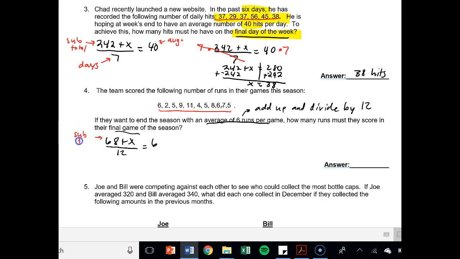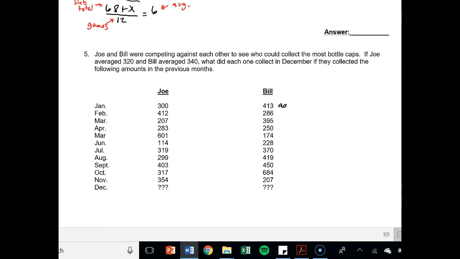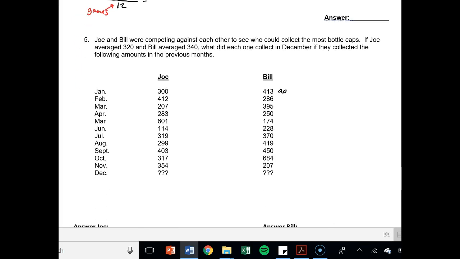I added all those numbers, the runs up. 12, that's the number of games they played, right? The 11 games that we see plus the final game of the season, and 6 is hopefully the desired average, okay? This is exactly like number 3, so I'm going to let you solve it like I did in number 3. All right, and finally, number 5, you've got these huge data sets.